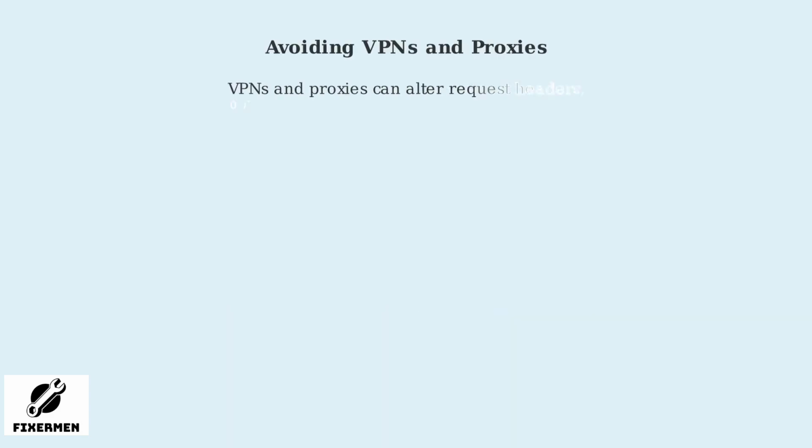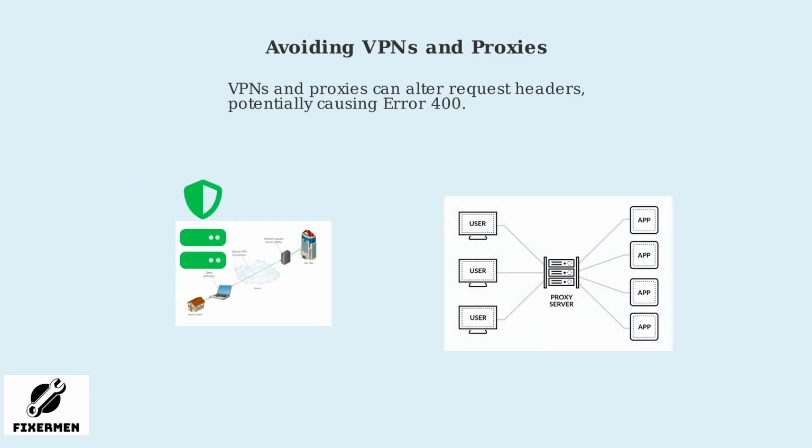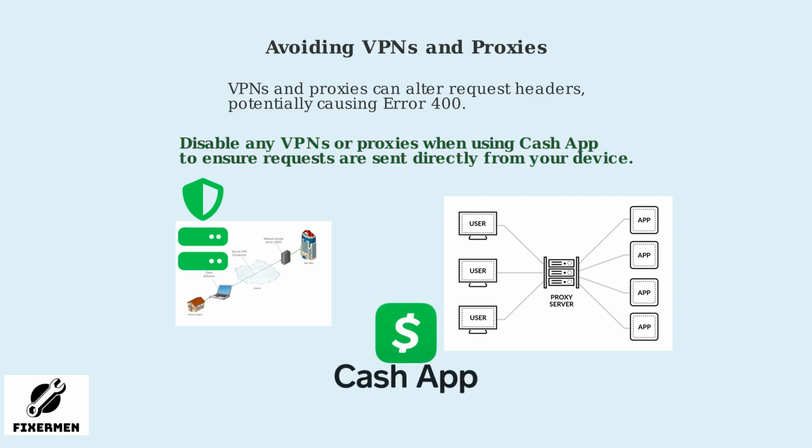VPNs and proxies can alter request headers, potentially causing error 400. These tools route your internet traffic through different servers, which may modify the way Cash App sends requests to its servers. To prevent this issue, disable any VPNs or proxies when using Cash App. This ensures your requests are sent directly from your device without modifications that could trigger the error.